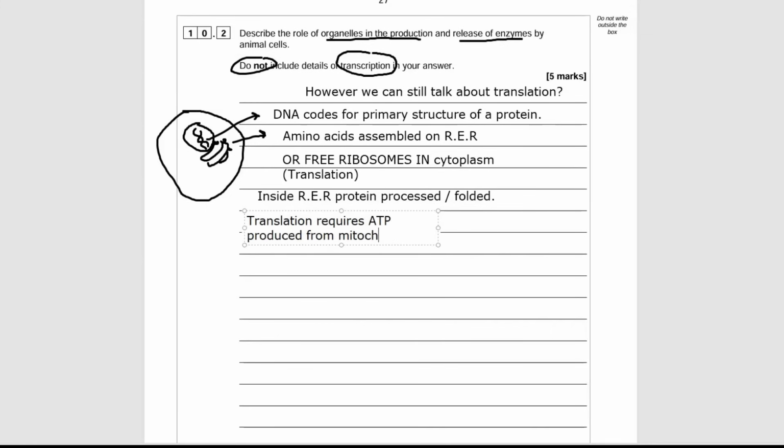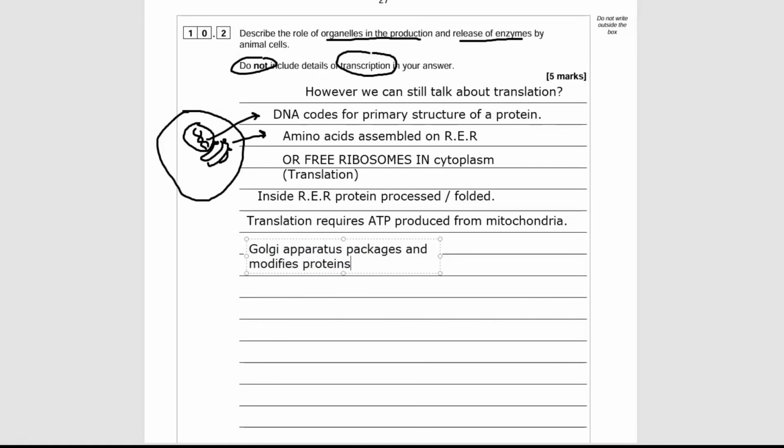But before that, we could talk about the fact that assimilation of amino acids on the ribosome in translation requires ATP, and which organelle makes ATP? That is the mitochondria. You won't get the mark for saying energy here. You need to say ATP is required from the mitochondria for protein synthesis.